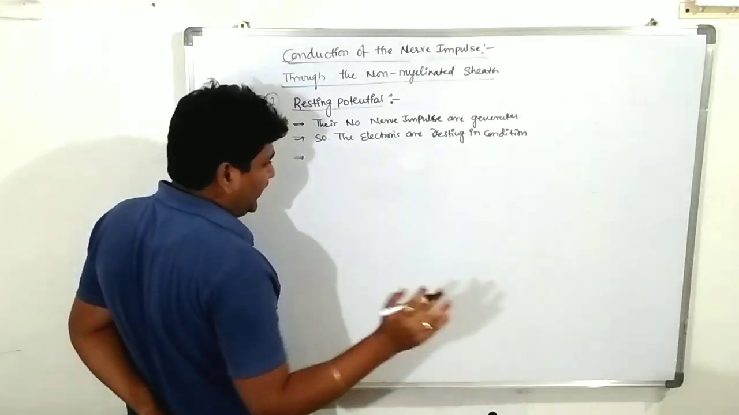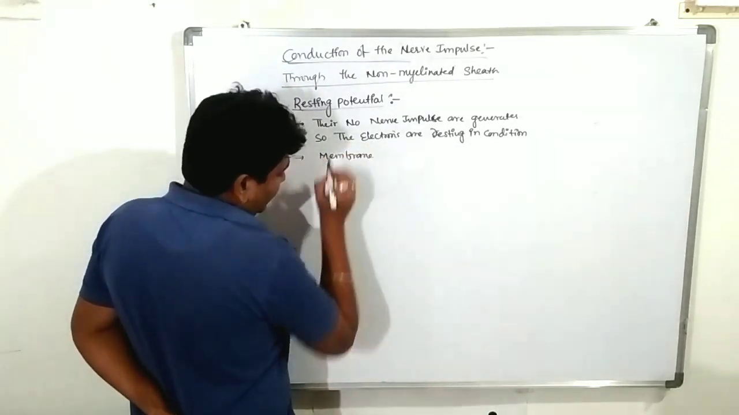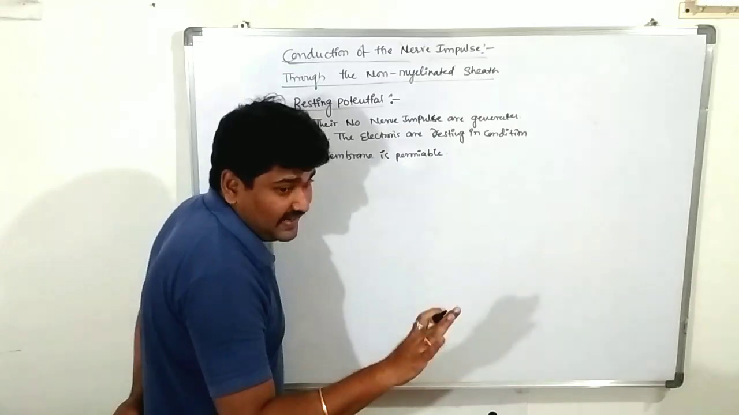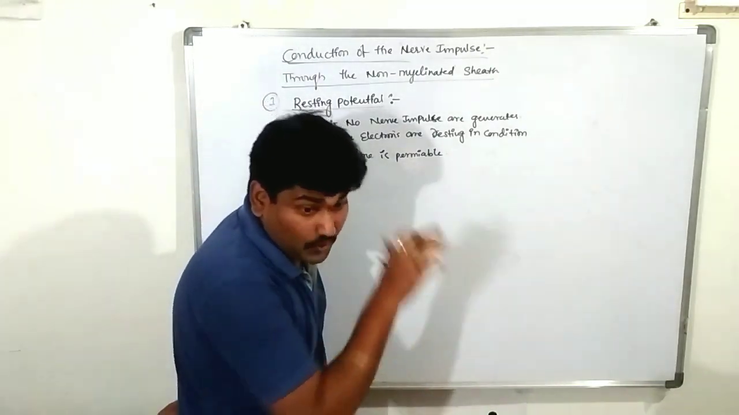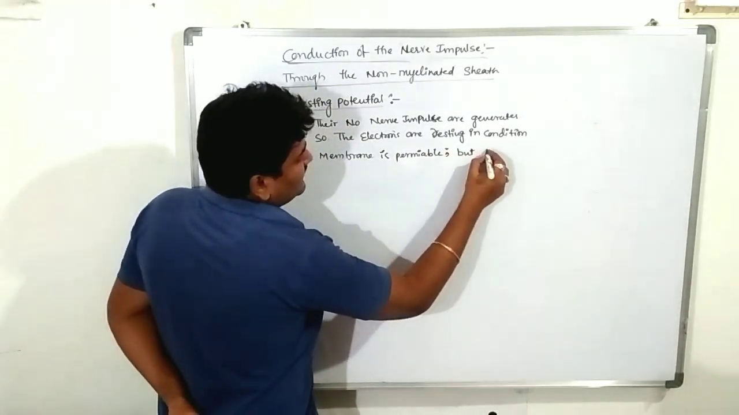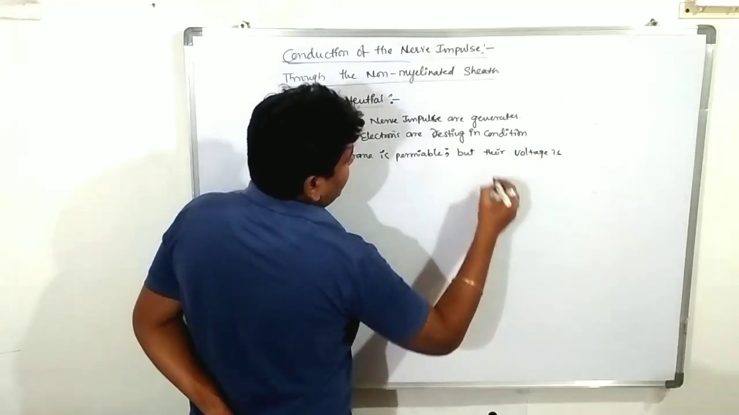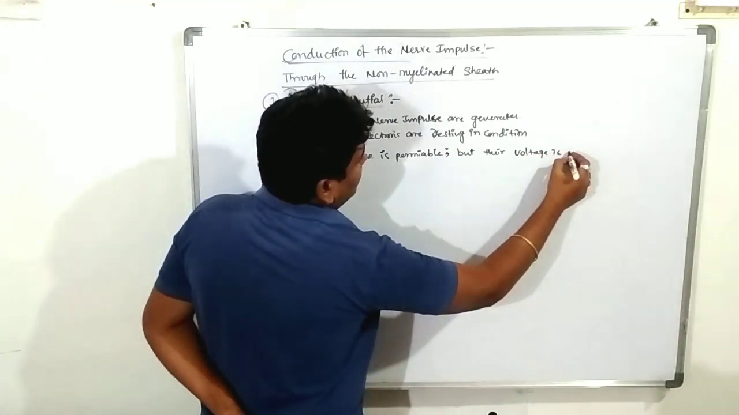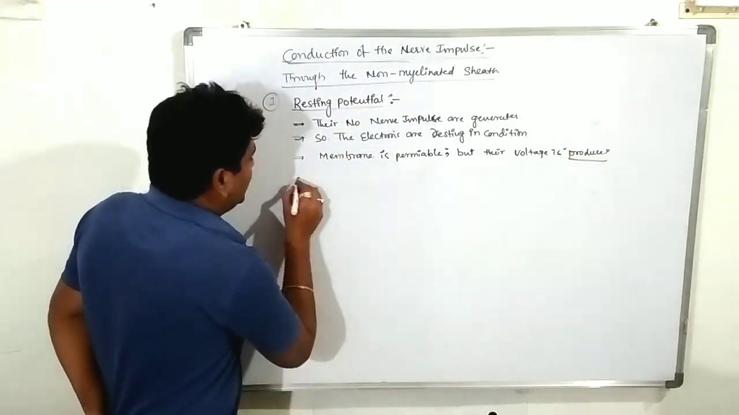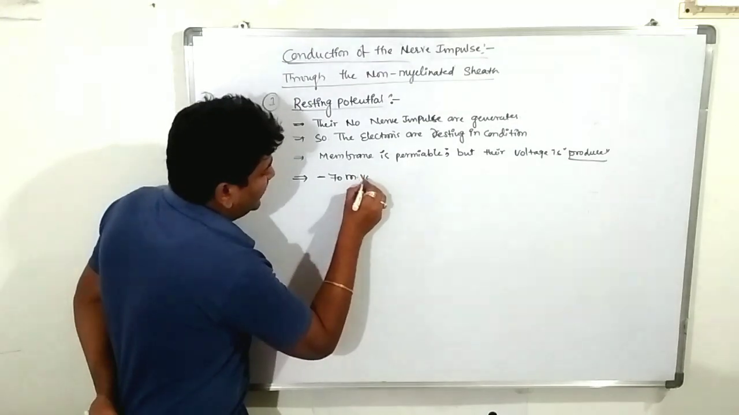Clear. The membrane is permeable, but there is no energy. Very important point: the fiber membrane is permeable, but there is no sufficient voltage produced. So the resting potential is minus 70 millivolts.